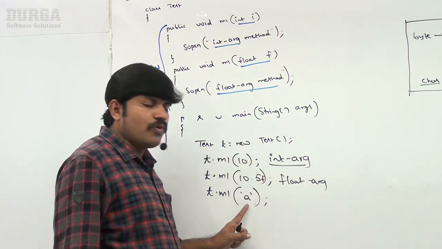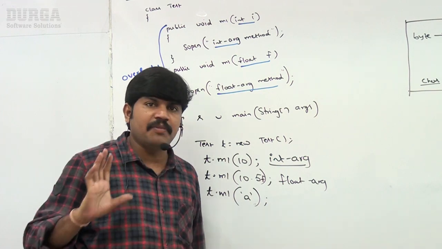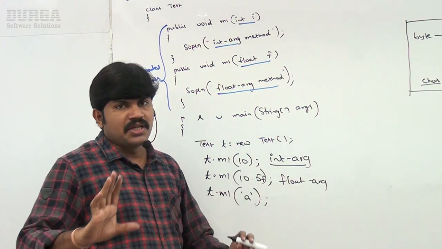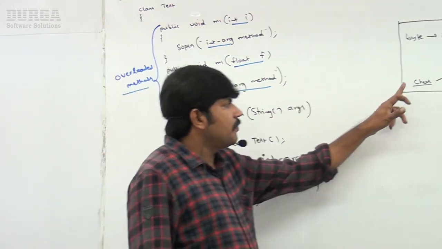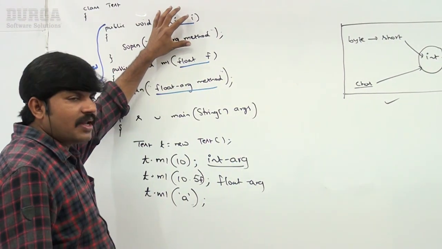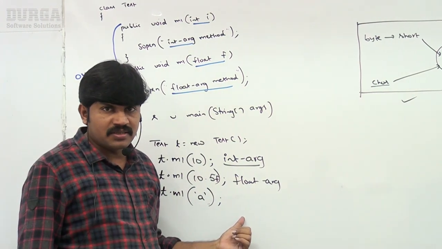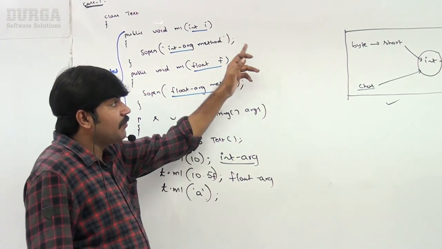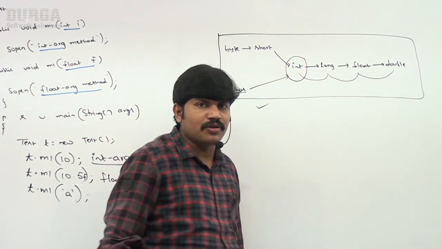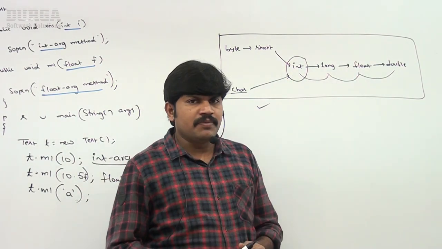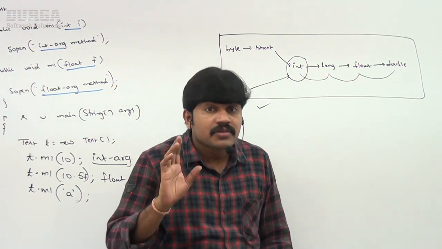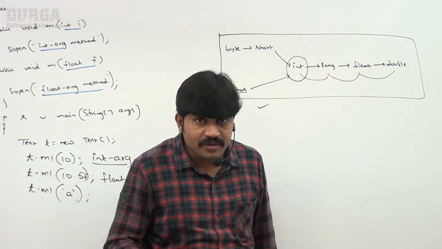Remember that in overloading method resolution, if an exact matched method is not available, the compiler won't raise a compile time error immediately. First it will promote the argument to the next level and check whether any matched method is available or not. If it is available, it will get the chance. If it is not available, it promotes again to the next level. If all possible promotions are completed and there is still no matched method, then only we will get a compile time error. This is called automatic promotion in overloading.